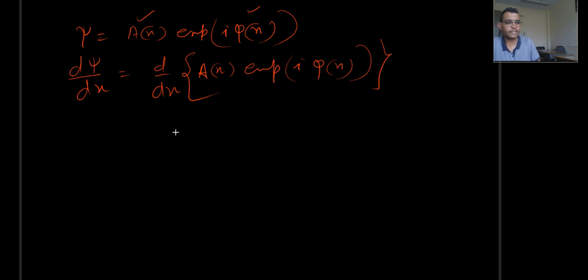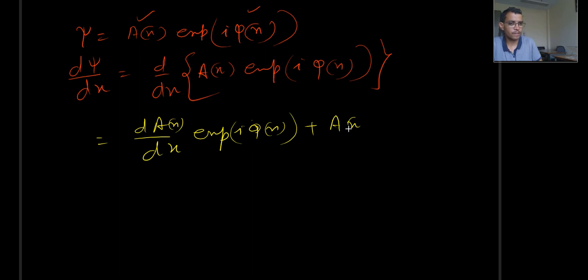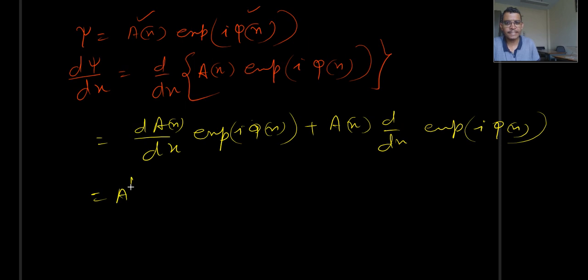So if I take its derivative, how does it look? The derivative of the first function and second function will be like this: the derivative of the first function with the second as it is, plus the first function as it is and the derivative of the second function.